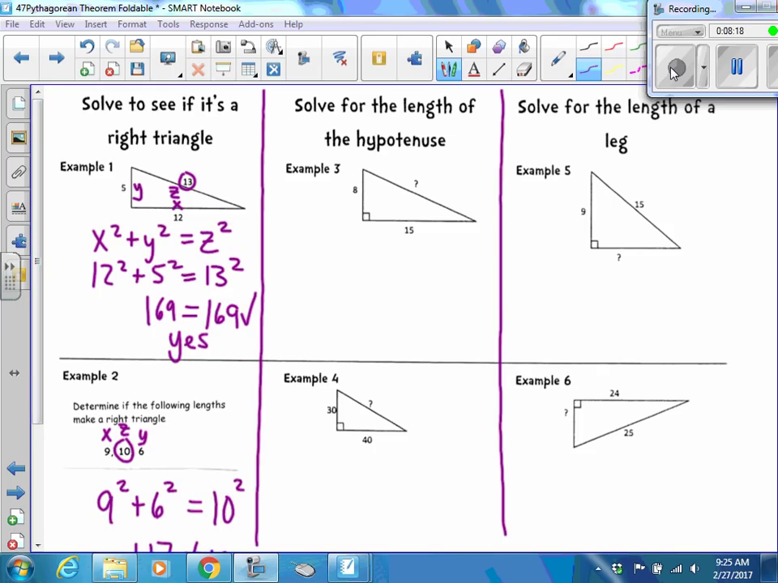Okay, and these next two examples in that middle section, they're asking us to find the hypotenuse. And that's going to be Z for each of these questions. So you might want to replace that question mark with a Z. It's totally up to you. The horizontal side is 15, the vertical side is 8. So we've got 15 squared plus 8 squared equals Z squared.